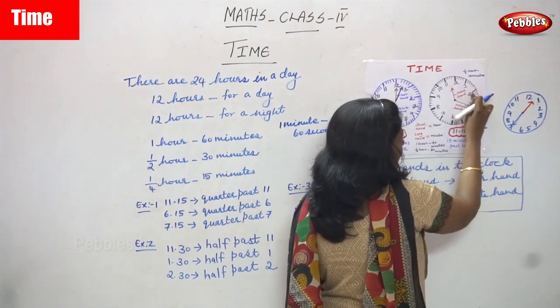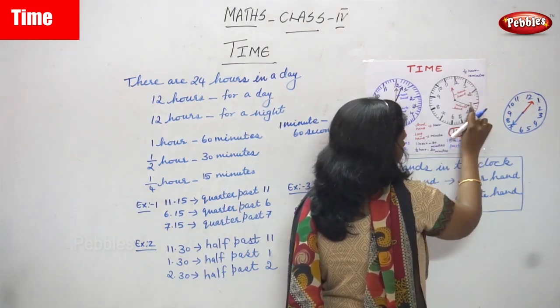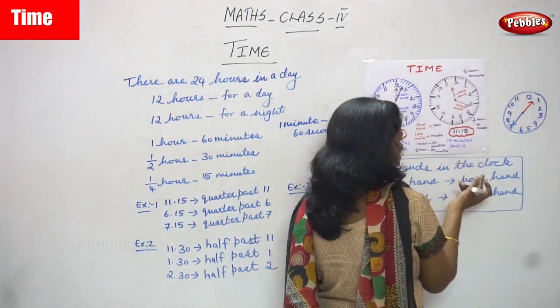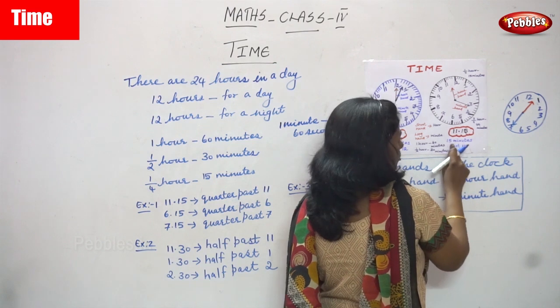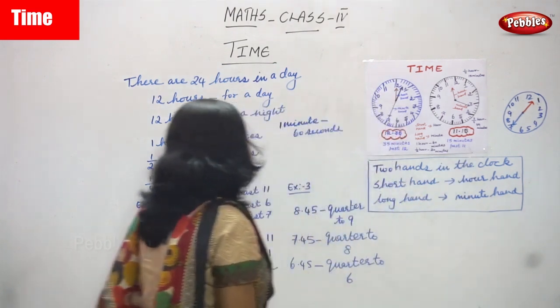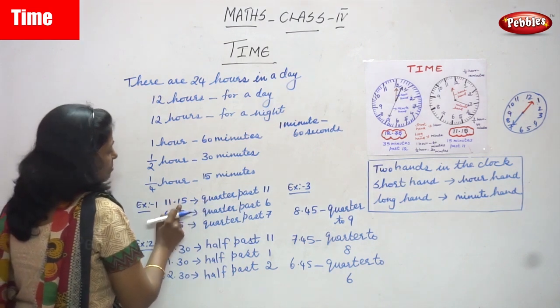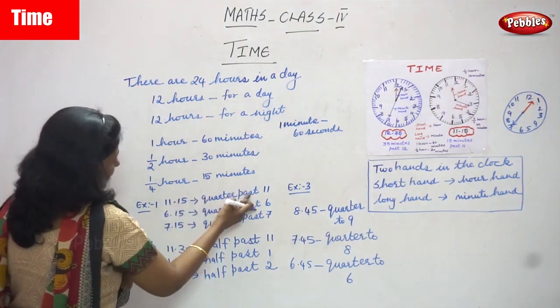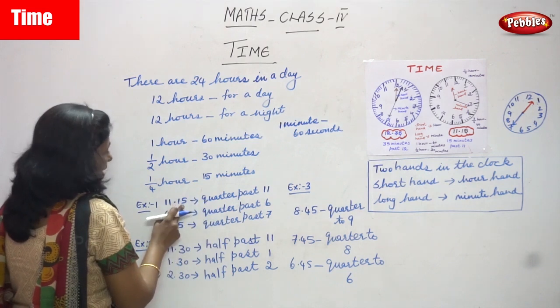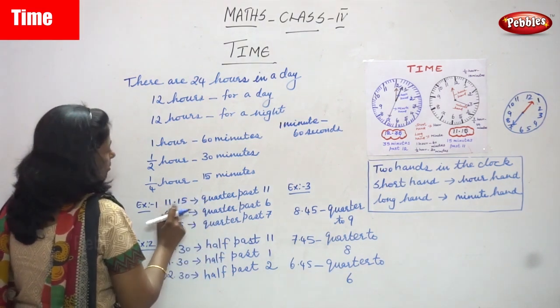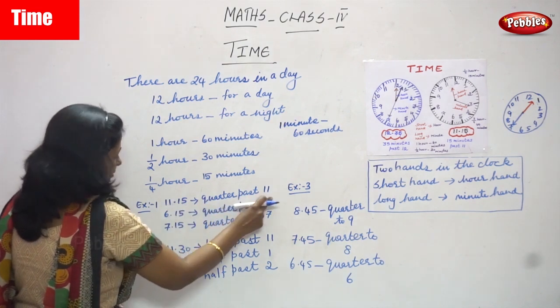That means each number represents 5, 10, 15. So the time is 11:15. That means another way you can say, 15 minutes past 11. So that is what I've written. Some examples, 11:15, that means 15 minutes past 11, otherwise quarter. 15 means quarter. 30 means half. So 11:15 means quarter past 11.